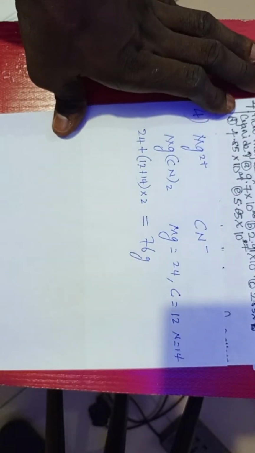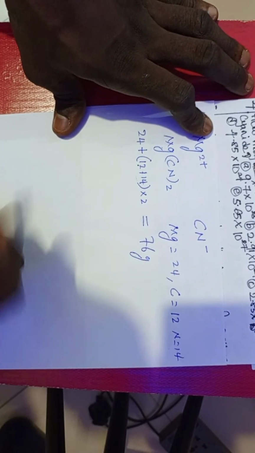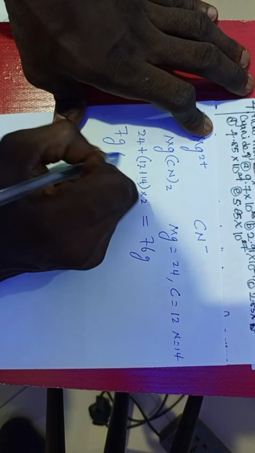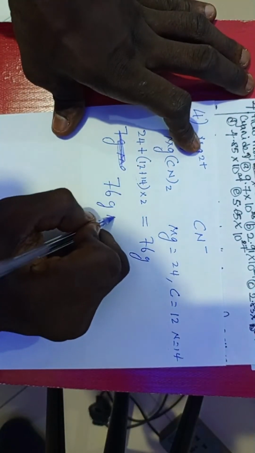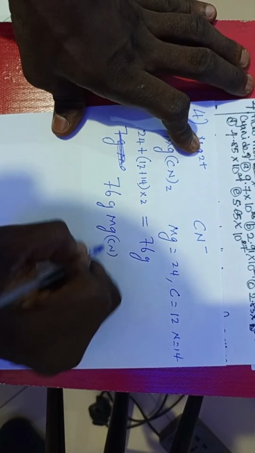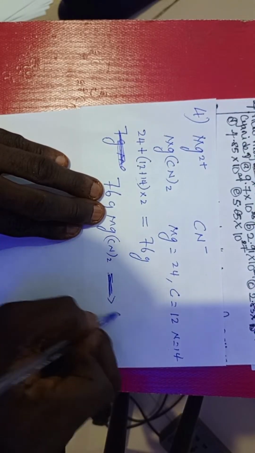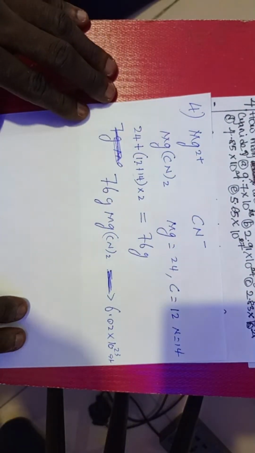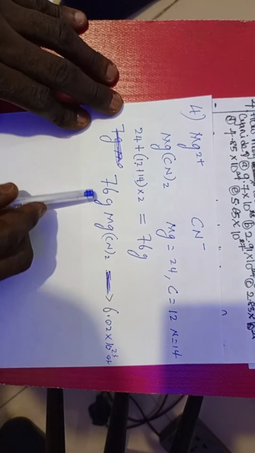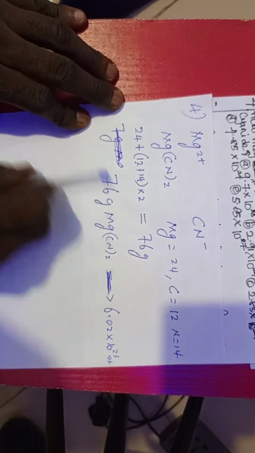All right, so let's continue our solution now. So magnesium cyanide is equal to 76 grams. So it is very clear that 76 grams of magnesium cyanide is equivalent to 1 formula unit of magnesium cyanide, and it contains 6.02 times 10 raised to the power 23 atoms. So 1 formula unit of magnesium cyanide contains 6.02 times 10 raised to the power 23 atoms, according to Avogadro's concept.